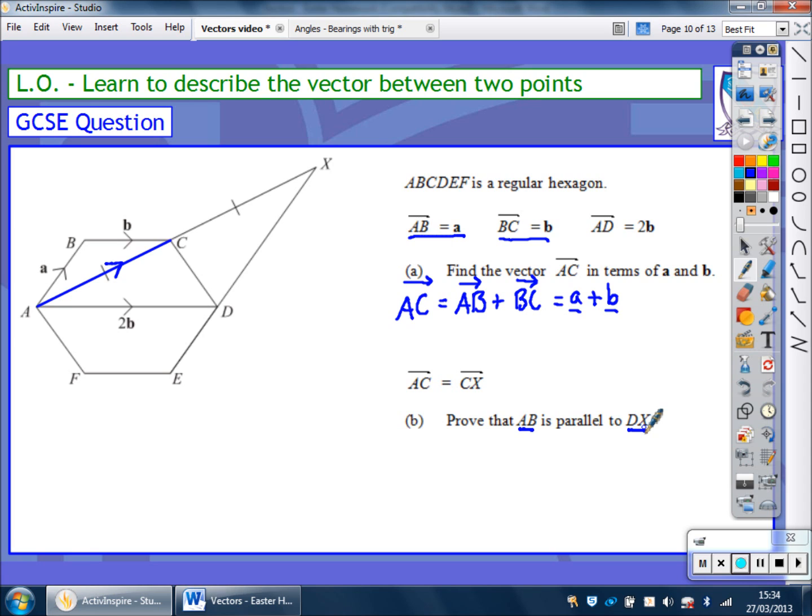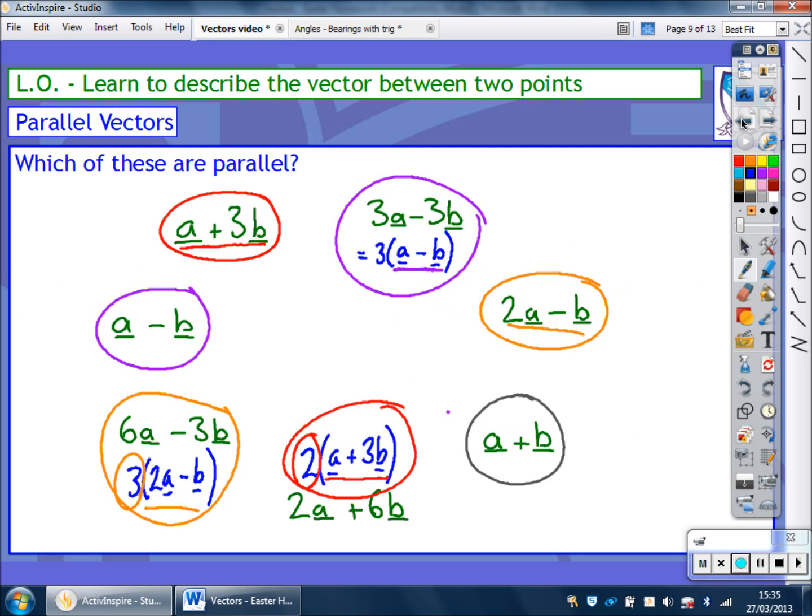Now the first thing we need to do is make sure we know what both of these vectors are. Now we know what AB is, because we're given it in the question. We know that AB is the vector a. So to prove that DX is parallel to it, we need to prove that we could just multiply a by something to give us another vector.